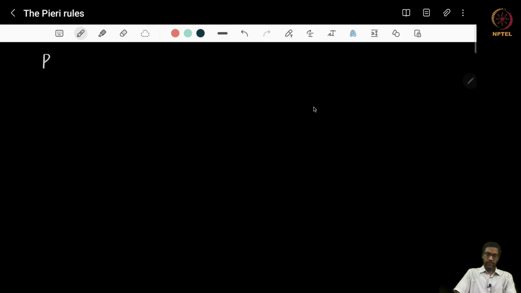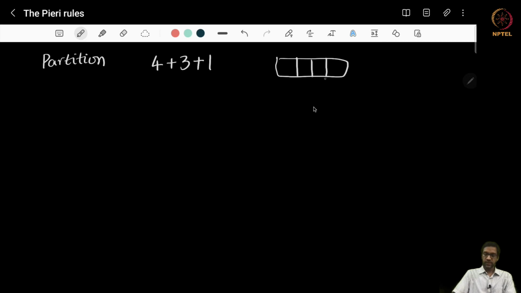Given a partition, suppose I have, for example, 4, 3, 1. Recall we said a partition we often think of as being parts which add up together to give the answer. So now I'm going to represent this pictorially as follows. 4 boxes in the first row, 3 boxes in the second row, and then I'm going to draw one more box.